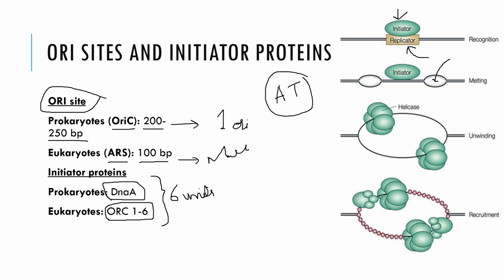Let me repeat one time again. Firstly, there is an ORI site. The ORI site is recognized by the initiator protein. In case of prokaryotes, the initiator protein is DnaA, and in case of eukaryotes, the initiator protein is ORC. After the recognition, the ORI site has high AT content, and because of high AT content the melting temperature is low. Because of the low melting temperature, it is easy for the initiator protein to break the hydrogen bonds between the two strands to make it single strand, and now there will be the helicase loading. So helicase loading will be done after that.